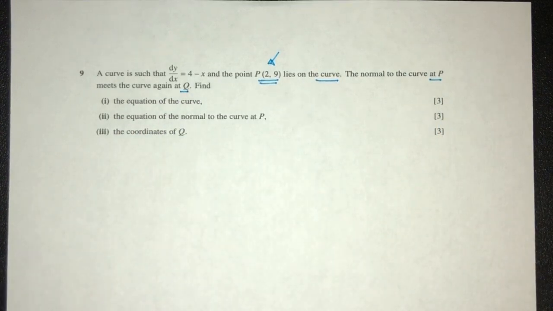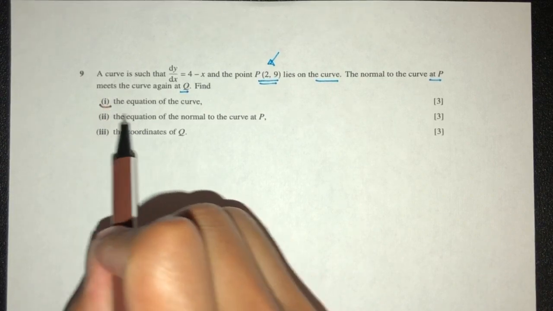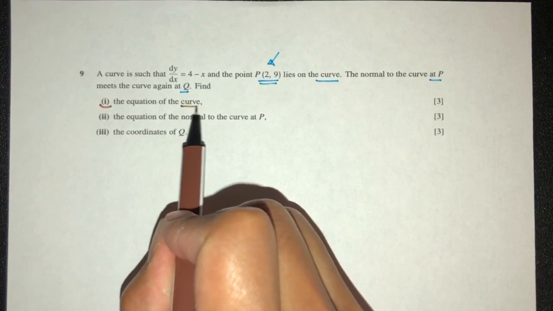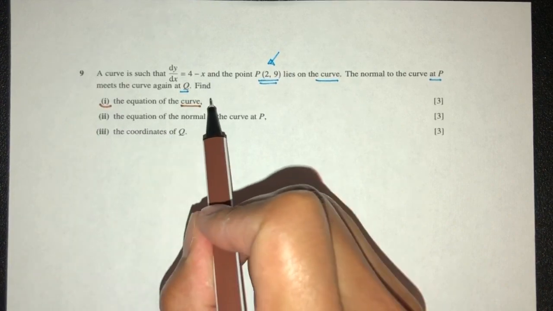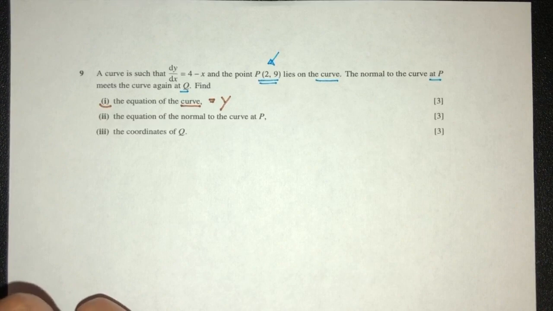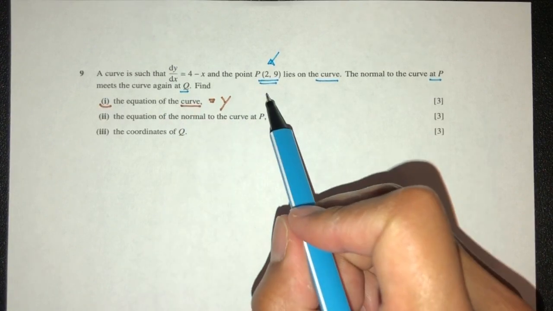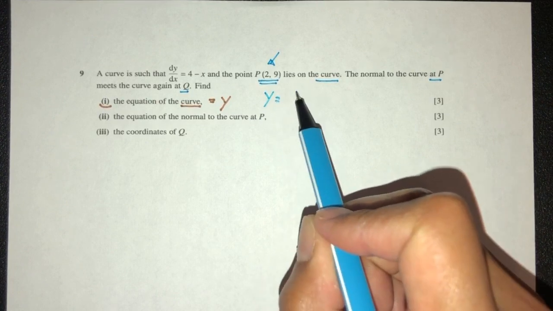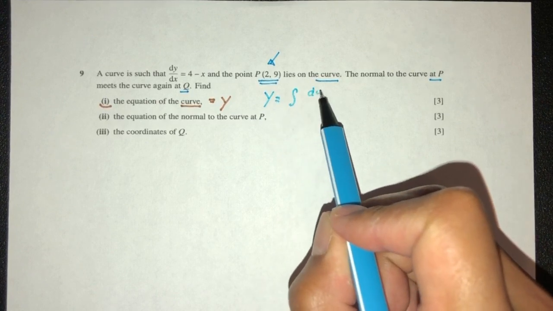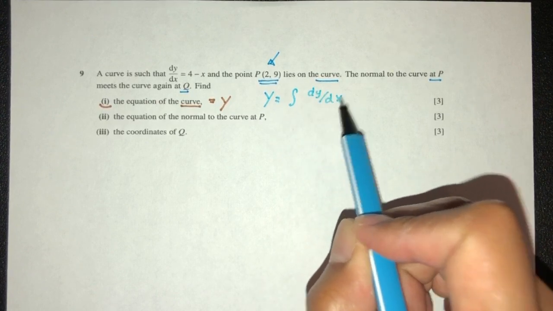Okay, so that's something interesting here. Now part 1, we have to find the equation of the curve. So the equation of the curve is simply, we have to find y. Now we understand that if you're given dy by dx, to find y, we have to know y is equal to integration of dy by dx. That's how you would find y.